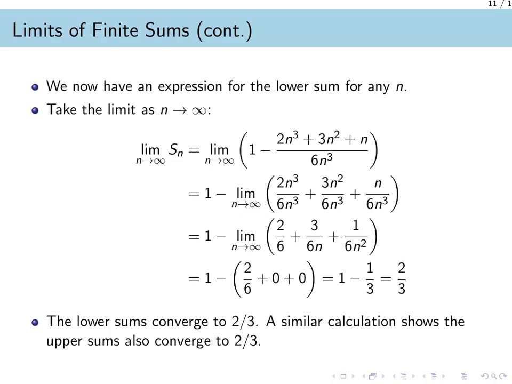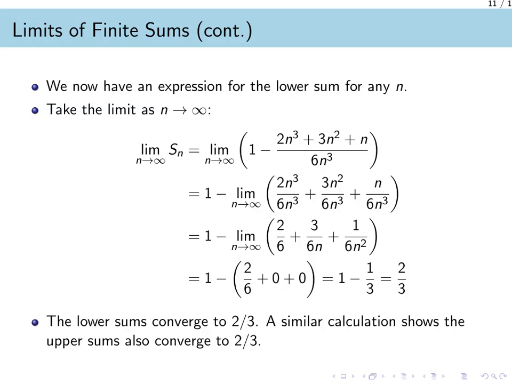Now that we have a general formula for the lower sum, we can find the exact area under the curve by taking the limit as the number of rectangles, n, approaches infinity. This is equivalent to letting the width of each rectangle approach 0. We start with our expression for the lower sum, S sub n.